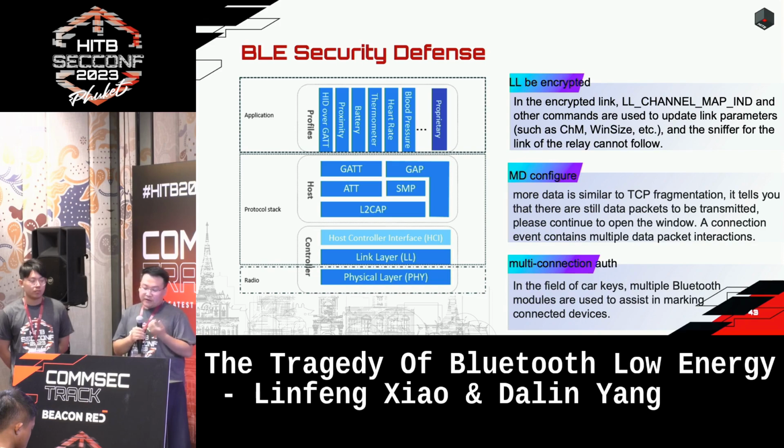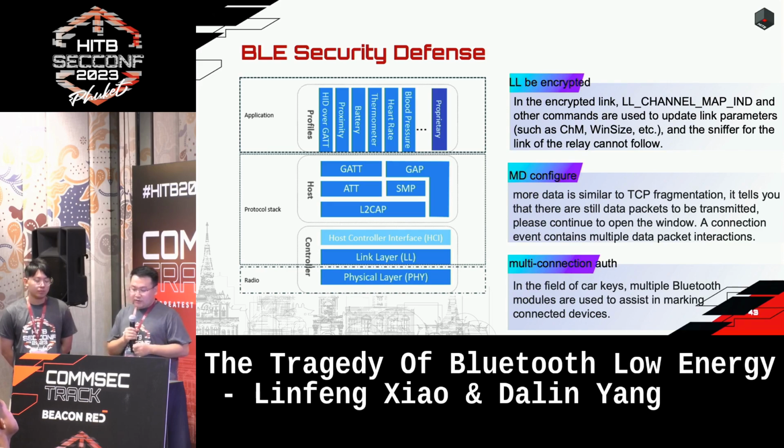The next is BLE security defense. BLE layer encryption and updating link layer transmission parameters can effectively reduce the possibility of being sniffed. More data is similar to TCP fragmentation. It tells you that there is still a data packet to be transmitted, so please continue to keep the window open. A connection event connects multiple data packets without interruption. So based on link layer encryption configuration, more data is effective.